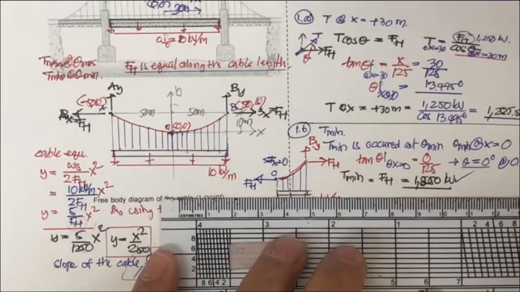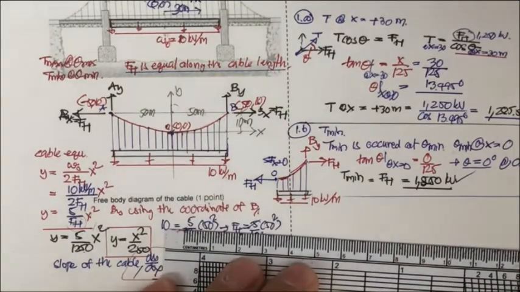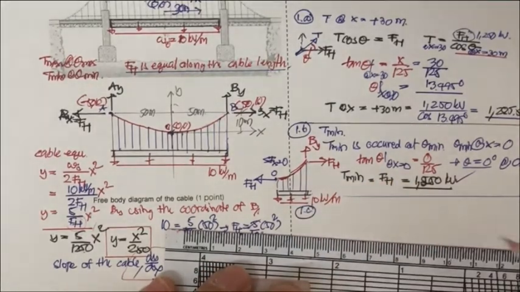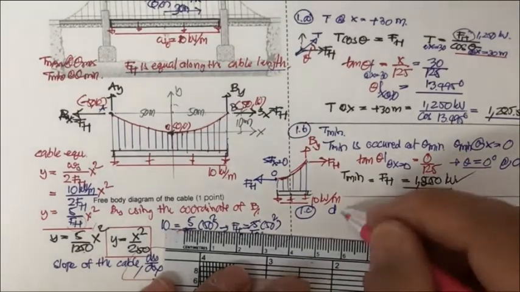So next we are going to find the diameter. Okay, 1.c. We find the D, the diameter of the cable.